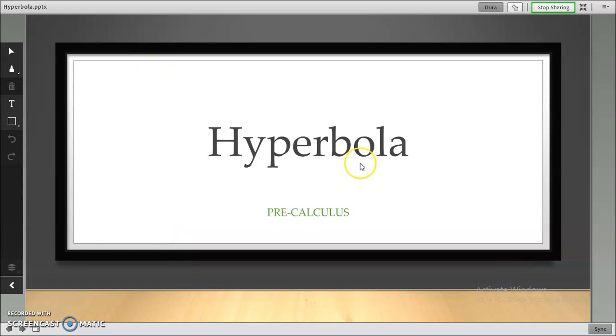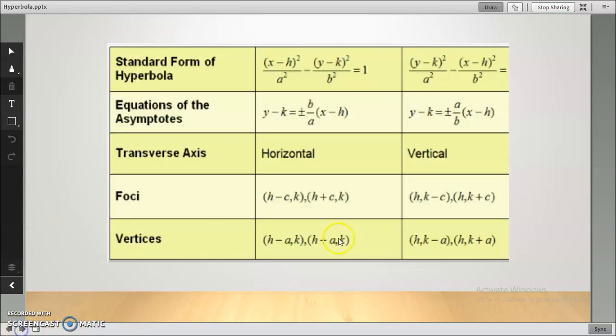Okay, today we're going to look at some examples of hyperbola. All right, so here's my standard form of a hyperbola. The transverse axis is horizontal when my x value is first. So when I have the x value first, it's going to be horizontal. And it's vertical when my y value is first.